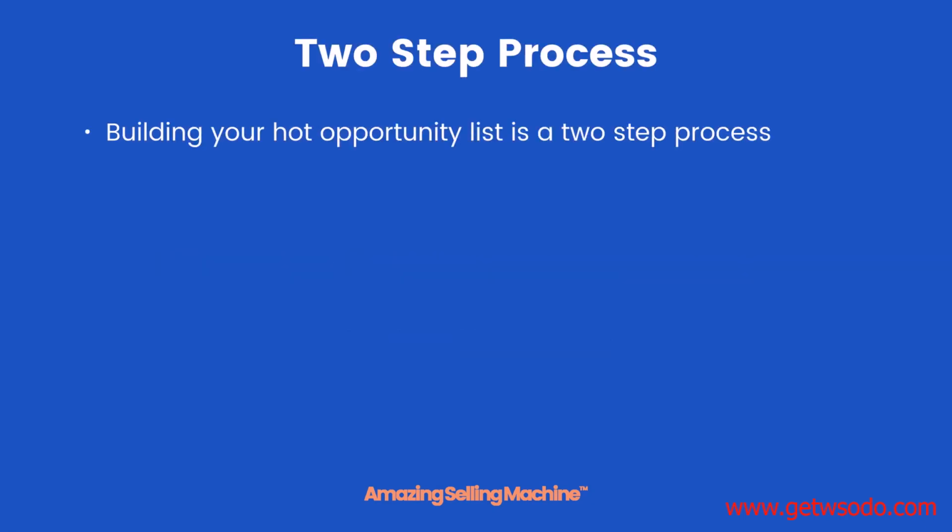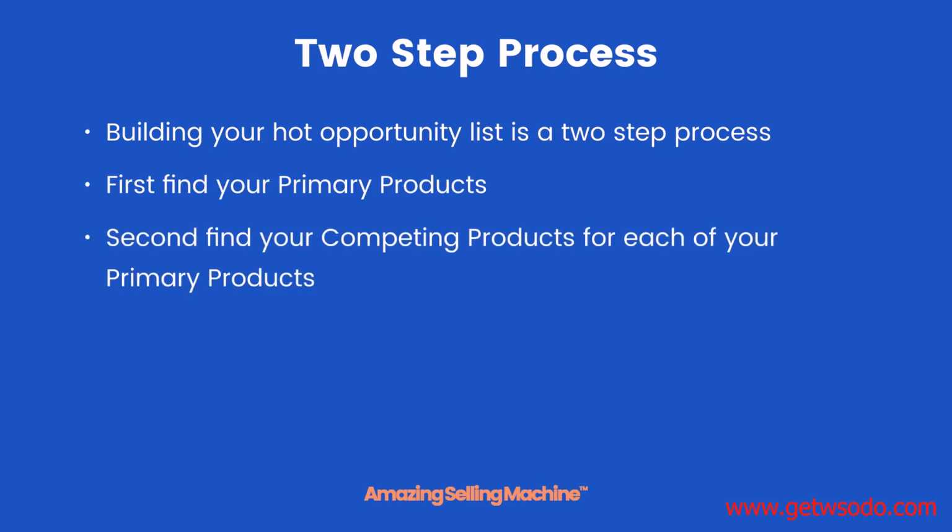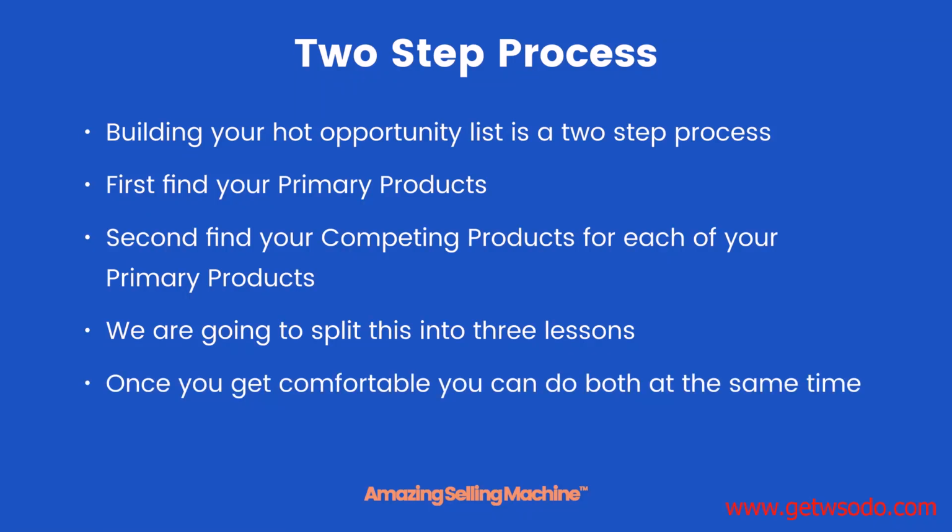Building your hot opportunity list is a two-step process. First, find your primary products, and then second, find your competing products for each of your primary products. Now we are going to split this into 3 lessons to make it easier for you to follow. But once you get comfortable, you can do both of the steps at the same time.